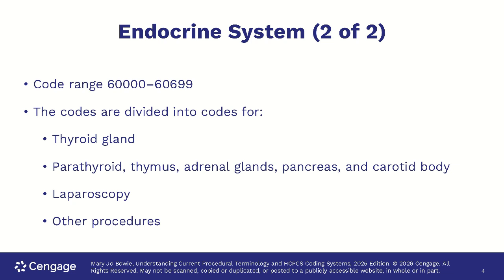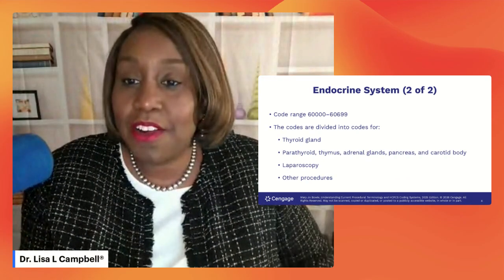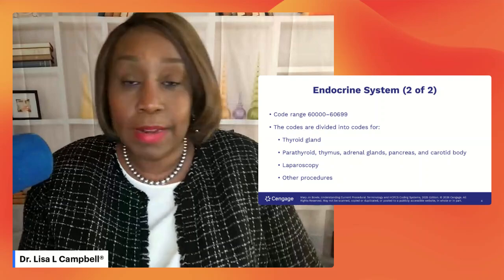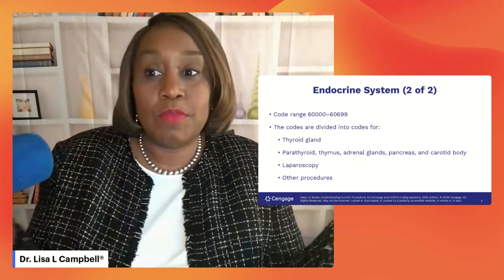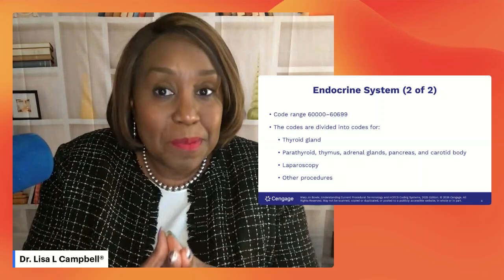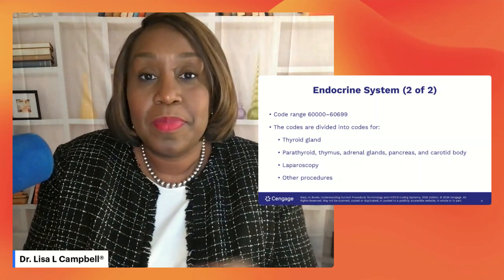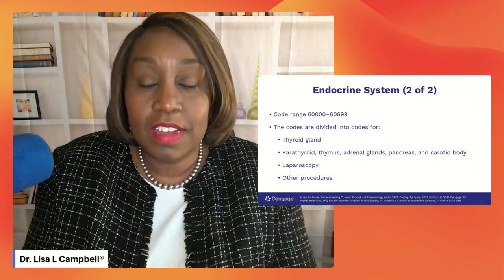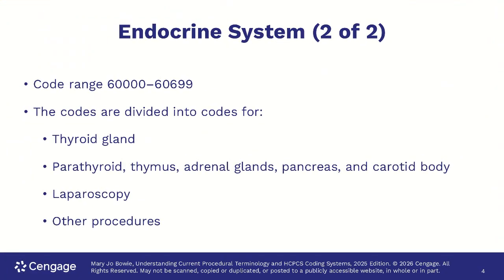The endocrine system is the top of the 60,000 series, and you should note that not all of the endocrine glands are in this family of codes, because some of the endocrine glands are in other chapters, right? Remember, we talked about the female and male reproductive system. Hint, hint. All right.